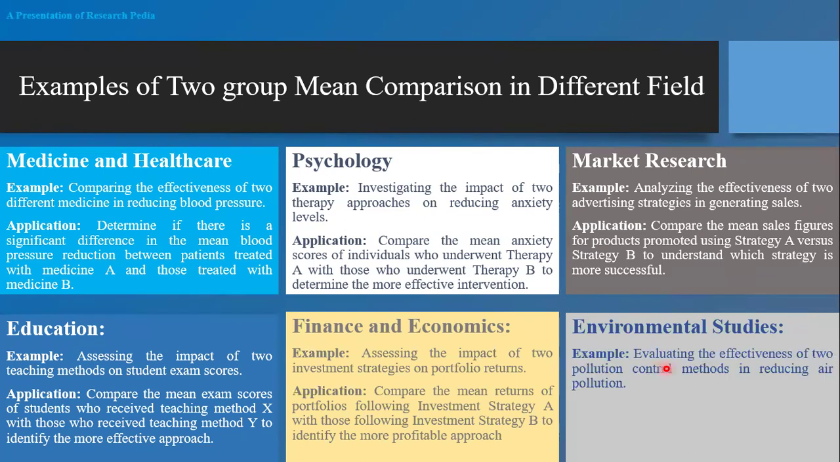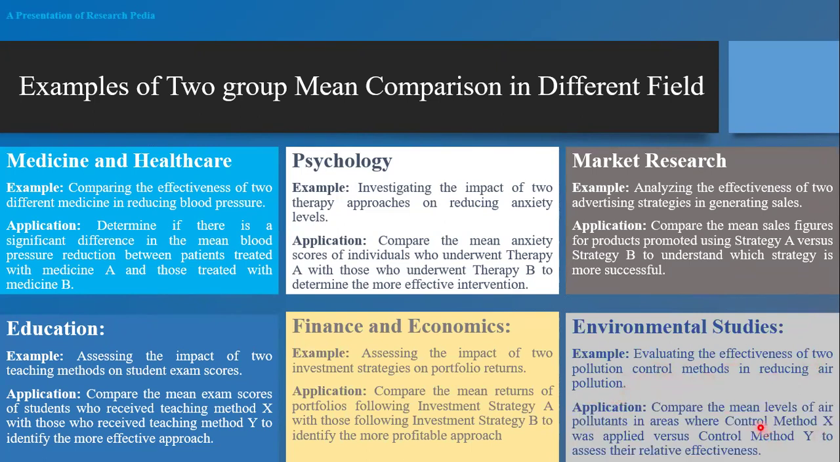We may be interested in evaluating the effectiveness of two pollution control methods in reducing air pollution. So we can compare the mean levels of air pollutants in areas where control method X was applied versus control method Y to assess their relative effectiveness. So these are some of the examples where you can understand how the two group mean comparison works.